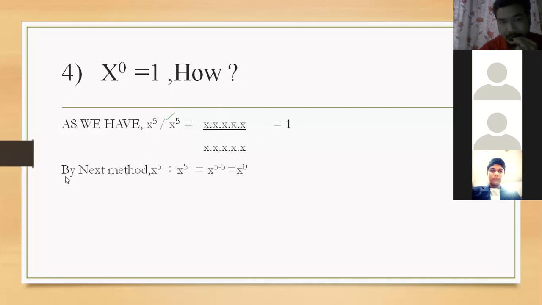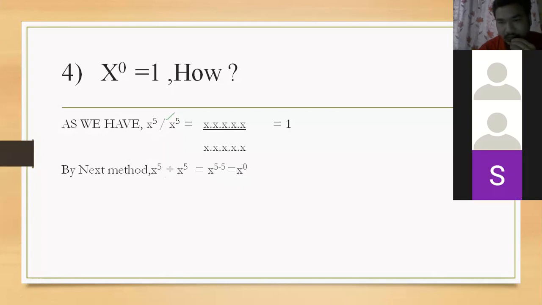By the next method, we are following the laws of indices. As I told you, if the base is the same, here x to the power 5 divided by x to the power 5, we write only one base and subtract their powers. 5 minus 5 is 0, and x to the power 0 came. Look, the question was the same. Is the first question and the second question the same or not?